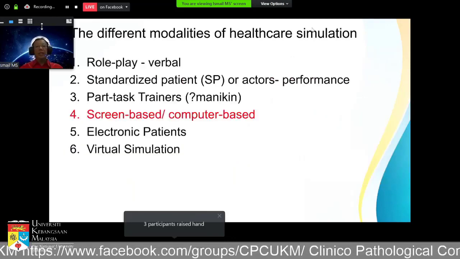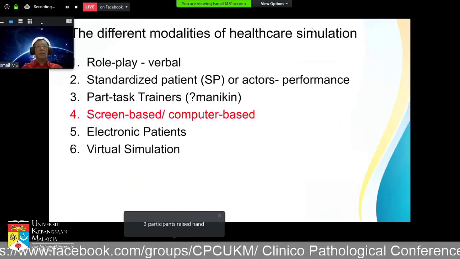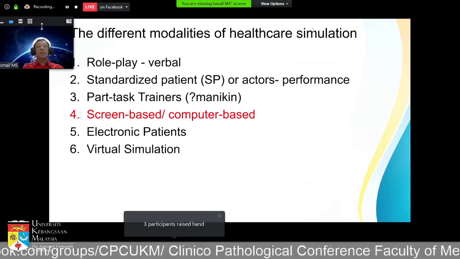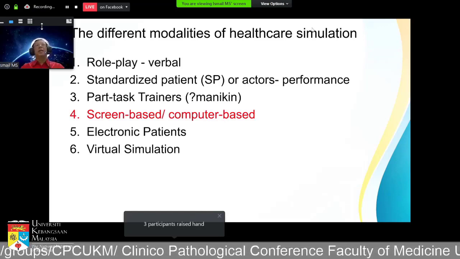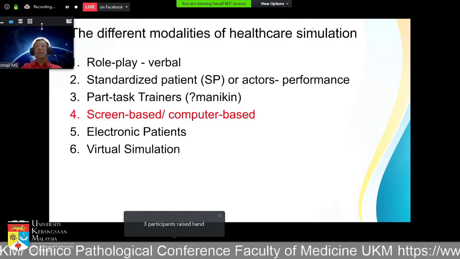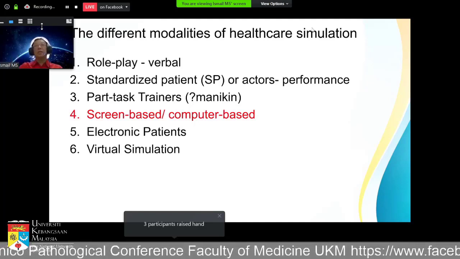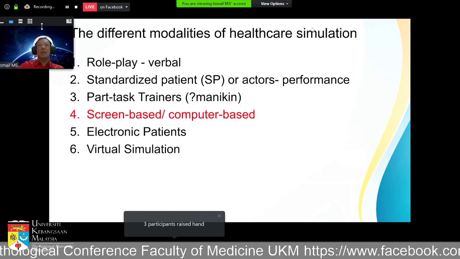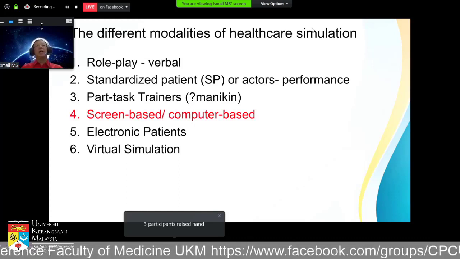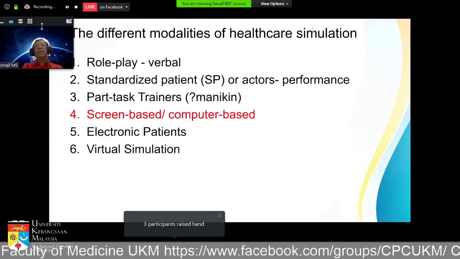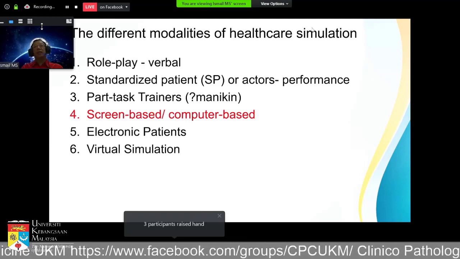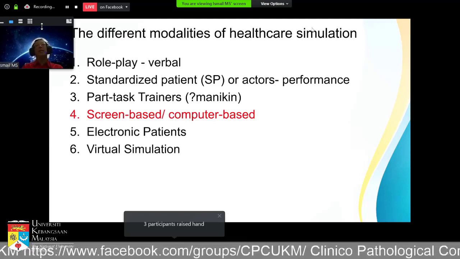There are different modalities of healthcare simulation. Generally, Dr. David Gaba has divided this into six different things. The first is role play. Role play is a form of simulation. Sometimes you just say, you are so-and-so, you are the doctor, you are the nurse, and he's acting as a patient, and you talk about how you're going to go about it. That is simulation. Now, if you have someone who comes in and acts out the whole thing, then you call it a standardized patient, or you have actors where you have the performance and also the role play.